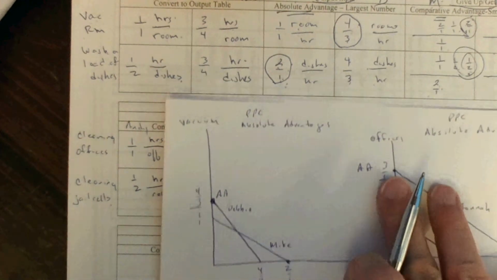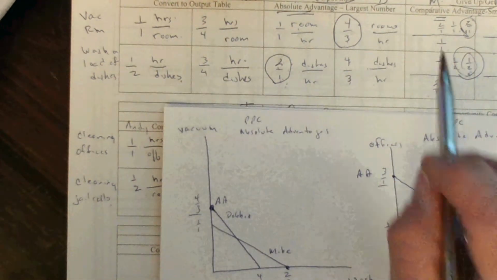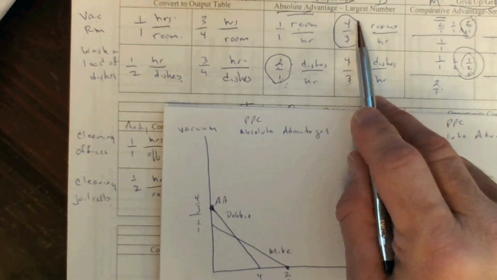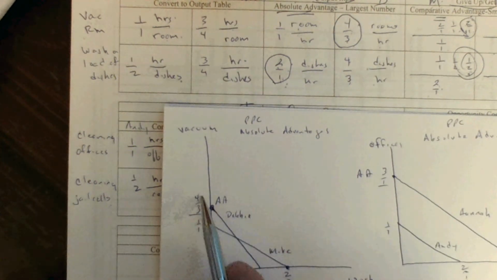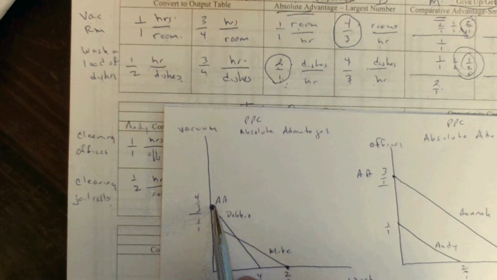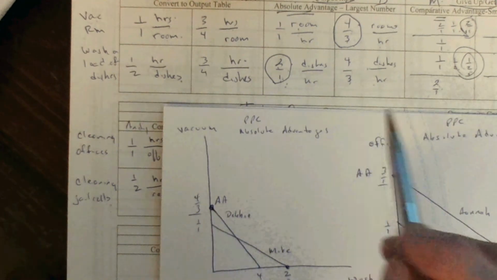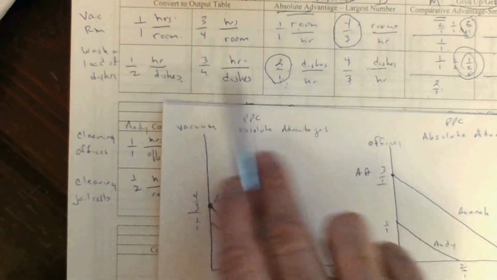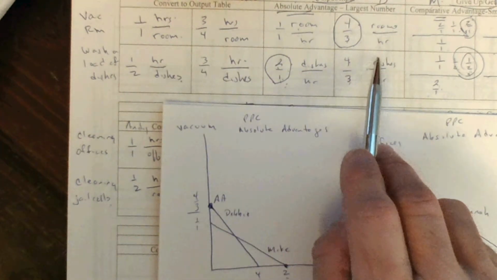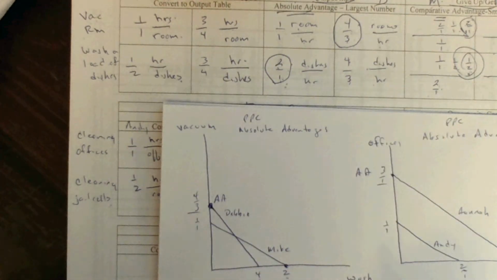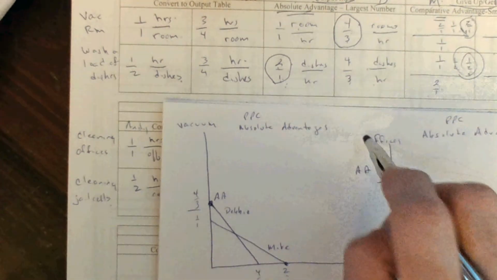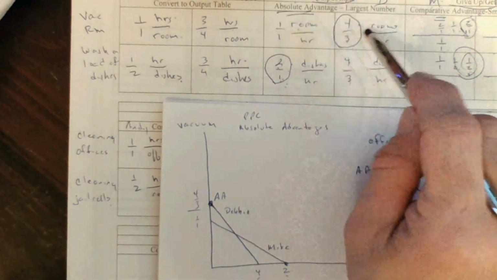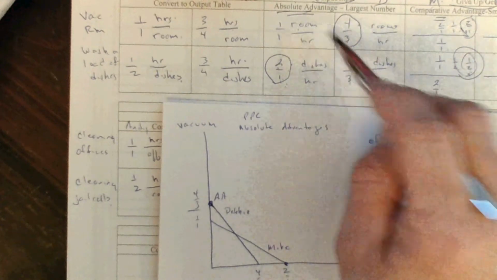Let's do the same thing for Debbie by taking her output numbers. She could do 4 rooms in 3 hours. So here's vacuuming, 4 rooms in 3 hours. Let's take her ability to wash dishes. She did 4 loads of dishes in 3 hours. Here's 4 loads of dishes in 3 hours. So to do the production possibilities curve, you go to the output table, take those ratios, and plot them accordingly.